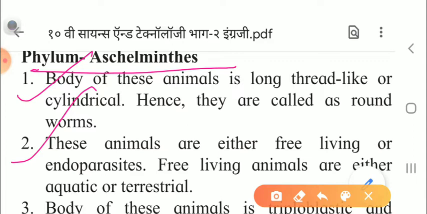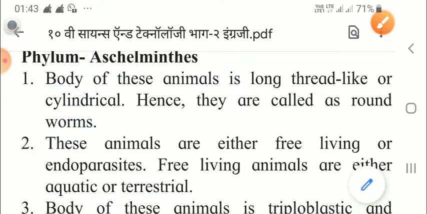These animals are either free living or sometimes they are endoparasites. Endoparasite means they live inside the body of the host, or sometimes they are just free living. When these animals are free living, they are either aquatic or terrestrial. Aquatic means living in the water, terrestrial means living on the land.